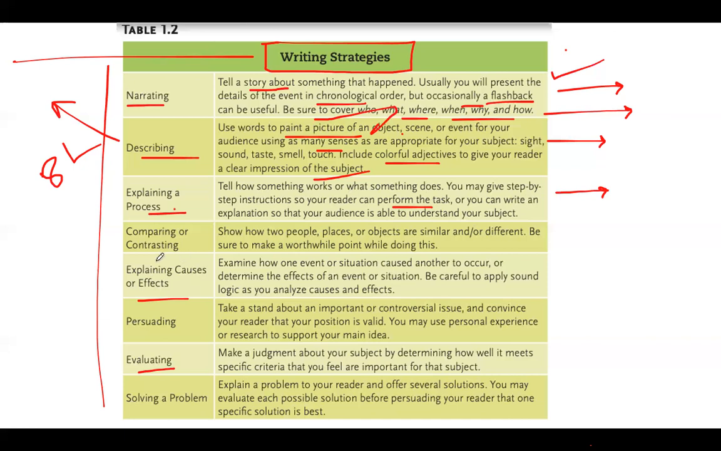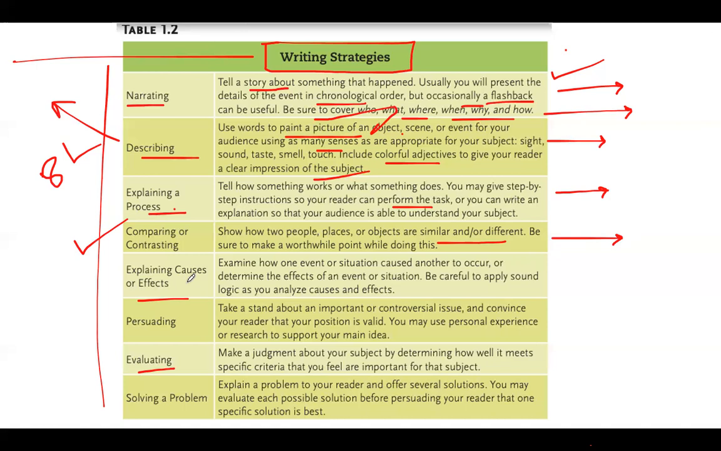And then compare and contrast. That is simply you will have to show how people, places, or objects are similar and dissimilar, or they are different. You will have to make a worthwhile point while doing this. That looks very easy, but whenever you deal with difficult topics, it becomes difficult as well.